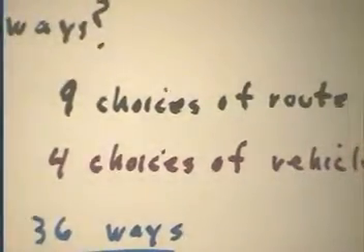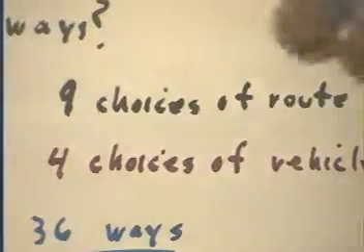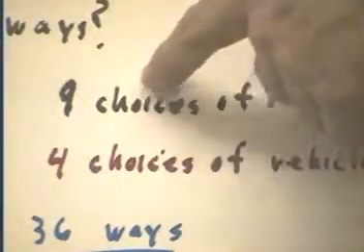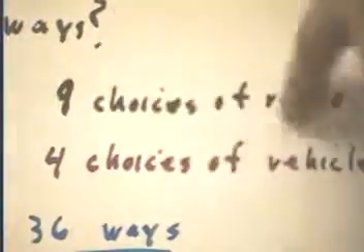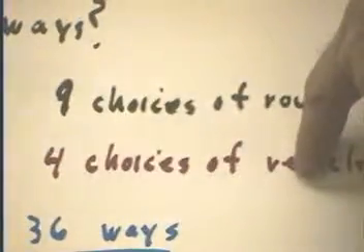This illustrates one of our basic principles, in that if there are this many choices of one thing, and then we follow that, each of these choices can be followed with any of 4 choices of another, we multiply the numbers to get the total number of ways.